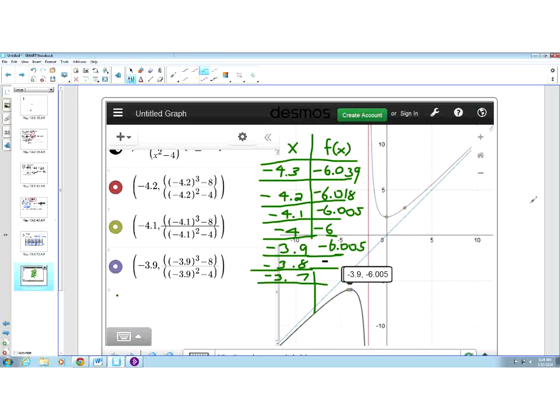Okay, so while on the topic of calculating coordinates of local minimums and local maximums, oftentimes we don't have to resort to using the function table, and that would be the case of quadratic functions. So let's talk about how to find the coordinates of a vertex of a quadratic function without using a function table.